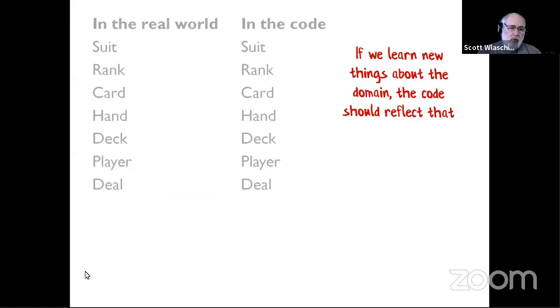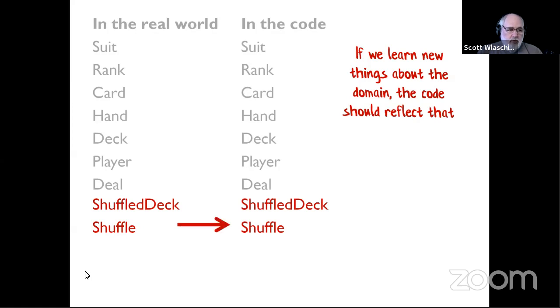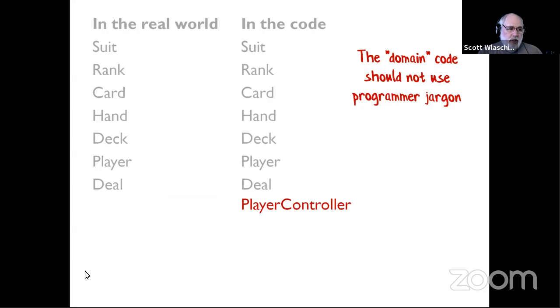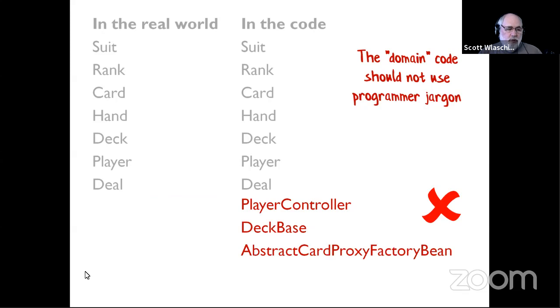And if we learn new things about the domain, like a shuffle deck and so on, then we need to represent that in the code as well. So the code always represents the real world. Now, that's the right way of doing it. What we don't want to do is the other way around, where we have jargon in the domain. Like, let's say we need some way of managing the players, so we have a player controller. Or we say we need 2 subclasses, so we need a base class. Or we have an abstract card proxy factory bean or something. This is bad. If you see this stuff in your domain, you're doing it wrong. Obviously, in the implementation details, the code can get very ugly, but that's not part of the domain code. That's part of the implementation code.